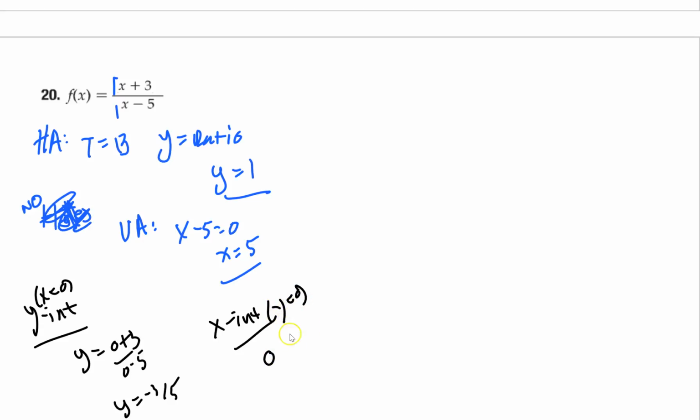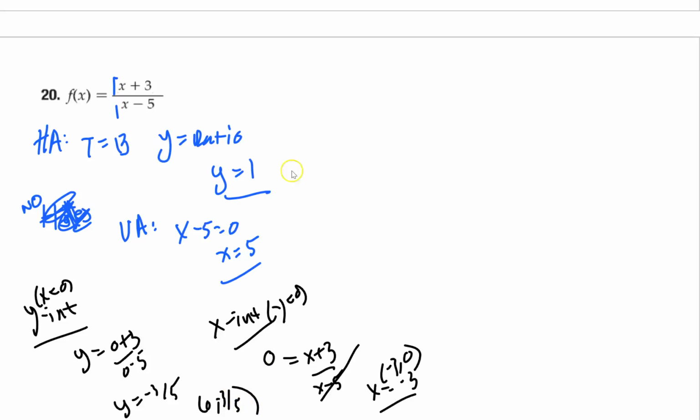So that's the f of x. So 0 equals x plus 3 over x minus 5. Multiply both sides by the denominator, so it goes away. You just have this, and you get x equals negative 3. So negative 3, 0 is my x-intercept, and 0, negative 3/5 is my y-intercept. And now once you have all that, we can just graph it.